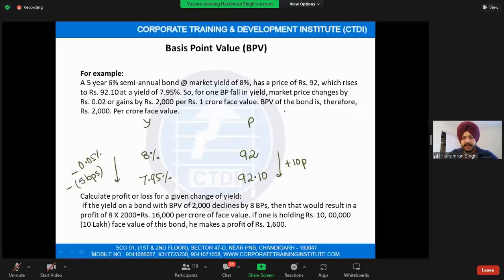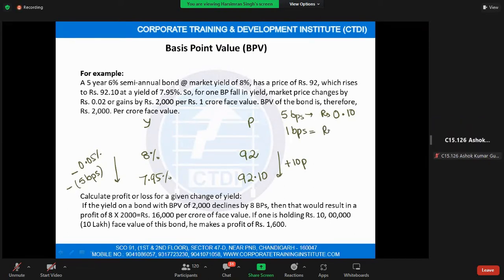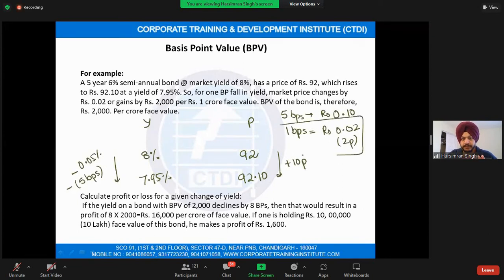Right? So if a 5 basis point change corresponds to rupees 0.10, can I say 1 basis point will correspond to 0.02, or 2 paisa? Is that clear or not? So this is the BPV of the bond. Is that clear? First part. So for a 1 basis point fall in yield, the market price changes by 2 paisa. So for one bond, the change is 2 paisa.